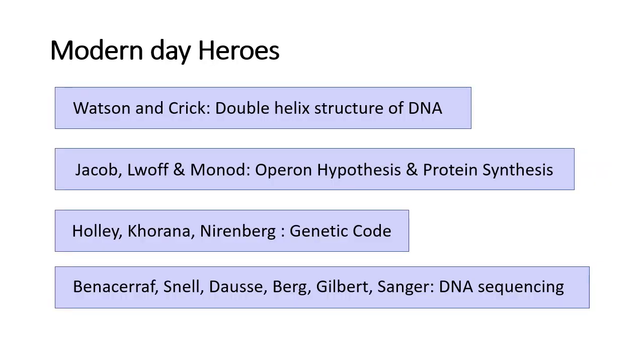Who are our modern day heroes? So, apart from growing bacteria and studying the phenotypic characteristics, many people found the genetic basis of life. So, Watson and Crick discovered the double helix structure of DNA. Monod and Jacob discovered the operon hypothesis and the protein synthesis. We started understanding how things work on the genetic level, which I'm sure you've been introduced to in biochemistry. And then the genetic code was cracked by Khorana, Nirenberg, and Holley. And finally, the DNA sequencing happened.